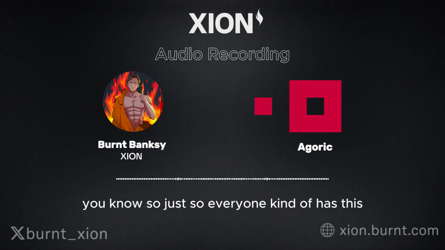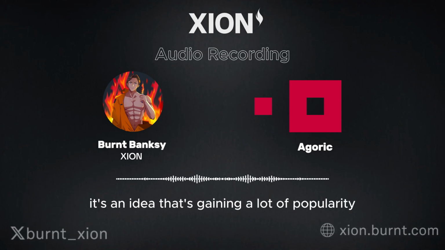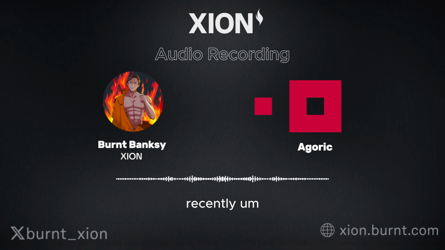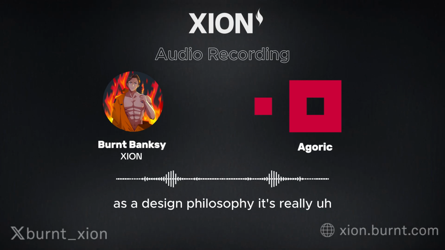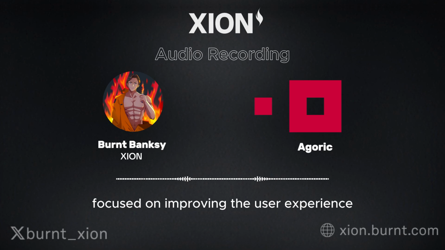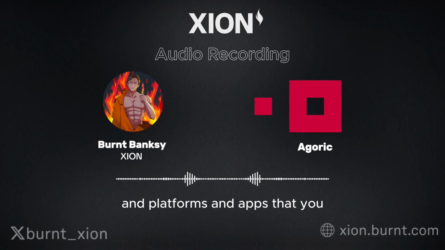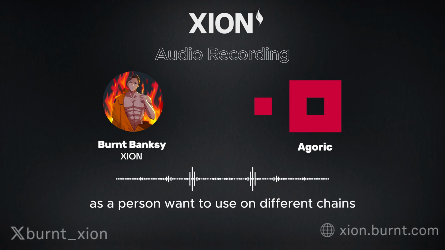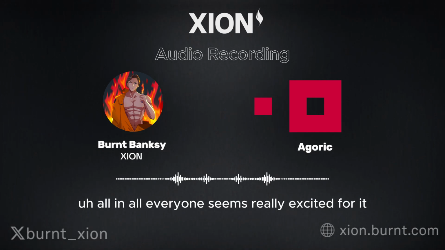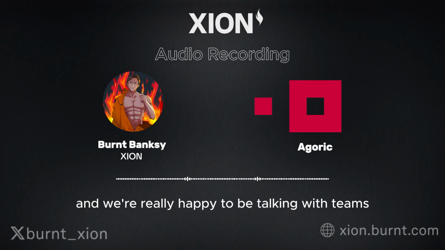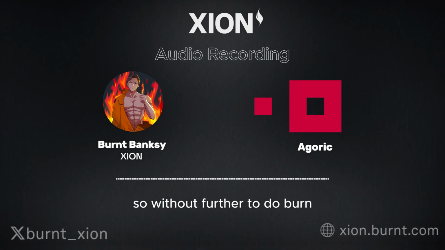So just so everyone has the same idea of where we are, we're talking about chain abstraction, and it's an idea that's gaining a lot of popularity recently, that users should not have to interact directly with their blockchains, right? As a design philosophy, it's really focused on improving the user experience by enabling seamless interactions with all the different tokens and platforms and apps that you as a person want to use on different chains without having to use 1,000 different applications. All in all, everyone seems really excited for it. Really cool idea, and we're really happy to be talking with teams who are thinking about it today. So, without further ado, Bernd, bring us in.